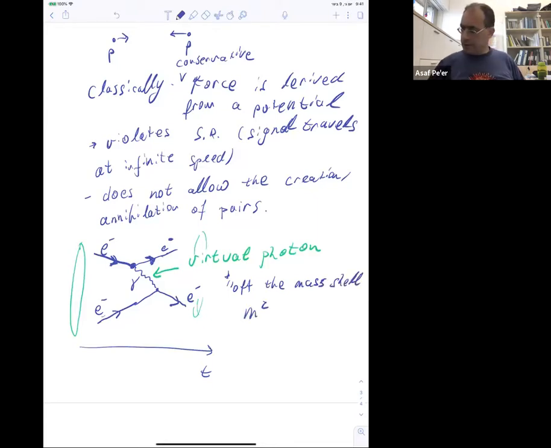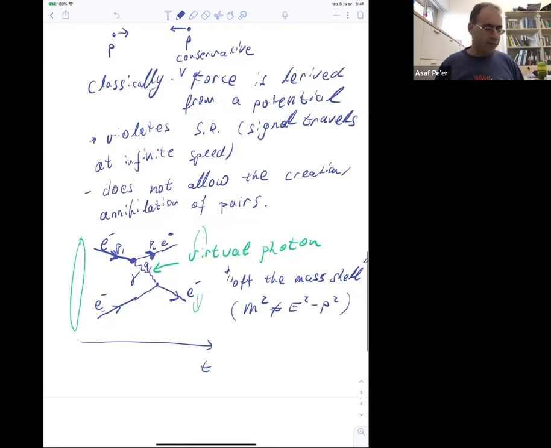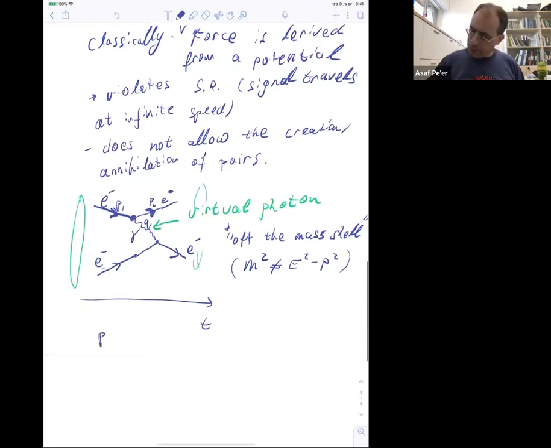Because M squared does not necessarily have to be E squared minus P squared. Now, the most important thing is that in each vertex, the four-momentum is always conserved. So if we have four-momenta P1 and P2, and let's say the four-momentum of the photon is Q, then we always have that P1 mu is equal to P2 mu plus Q mu.